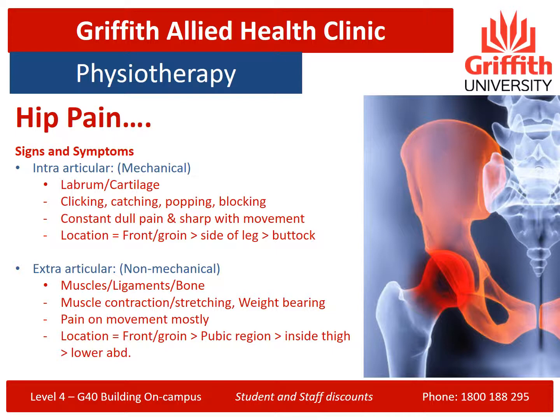It can go across to the leg and even around to the buttock. For extra-articular signs and symptoms, the pain is also at the front of the hip and groin, but can radiate more towards the midline of the body to the pubic region, down the inside of the thigh, or into the lower abdominals. Physical activity is generally the most provoking for extra-articular pain, as muscles contract during movements. Movement also causes stretching of the ligaments and muscle, causing an increase in pressure on these structures.